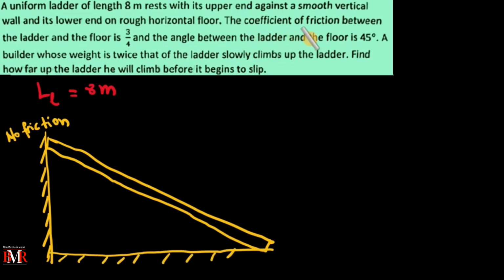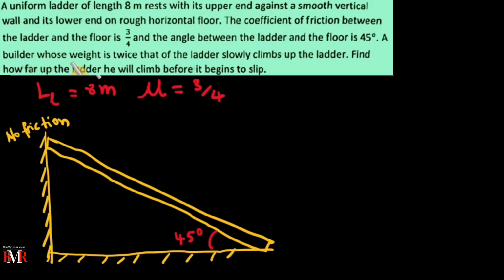The coefficient of friction between the ladder and the floor is 3/4. Now you know the coefficient of friction is always symbolized mu, and they said it is 3/4, and the angle between the ladder and the floor is 45 degrees. So this is the angle between the ladder and the floor, that is 45 degrees.